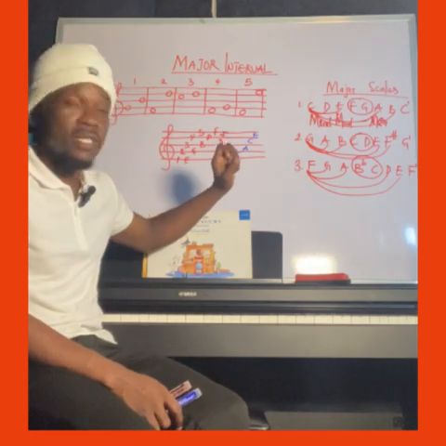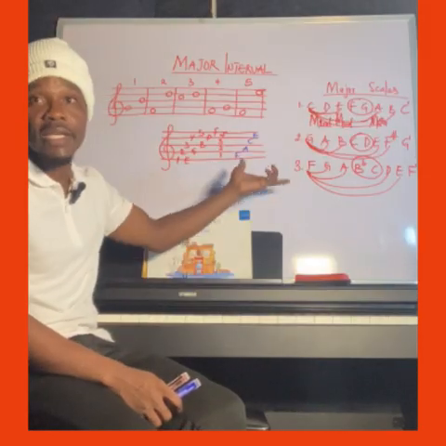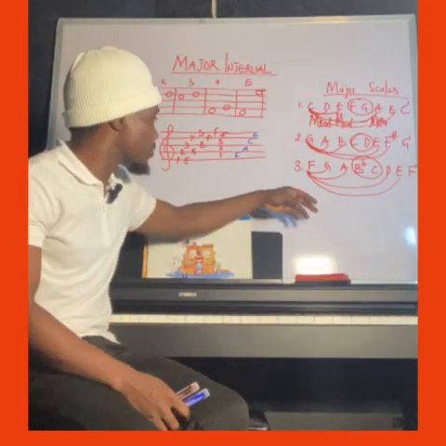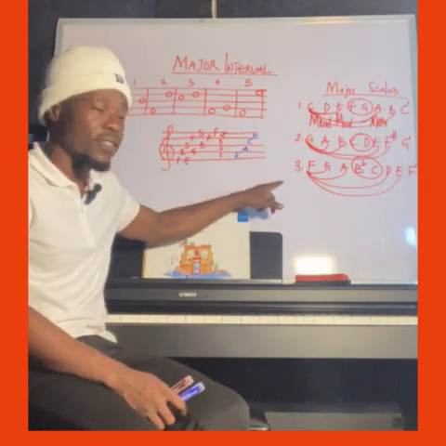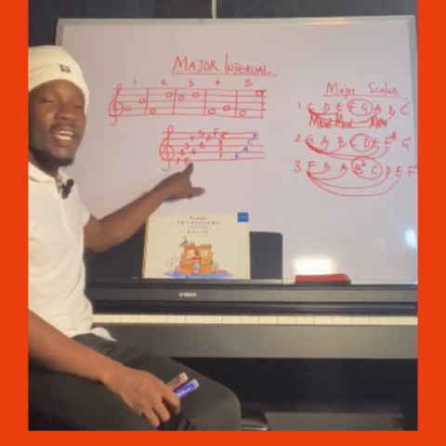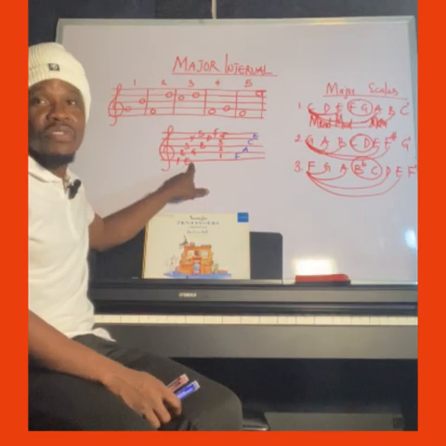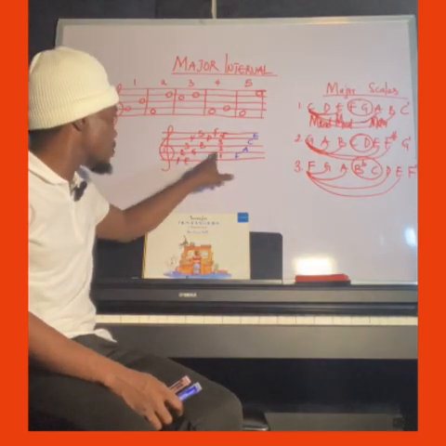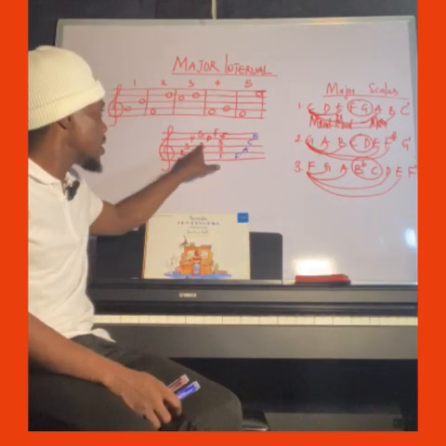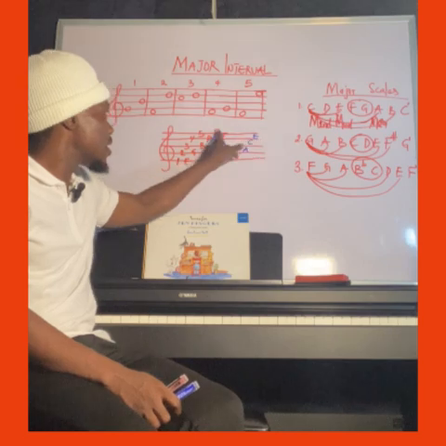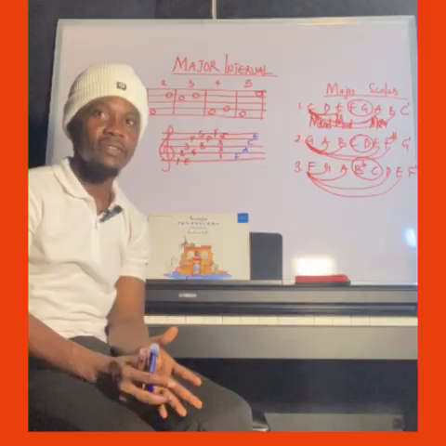Then the first spaces, FACE, face. Some people will say Father Charles cooks egg. But if you look at them, you want to put them together, they are in alphabetical order. Line space. Line 1 is E. So alphabetically, after E, we have F. So line space E, F, G, A, B, C, D, E, F. Okay, so that is our treble staff.